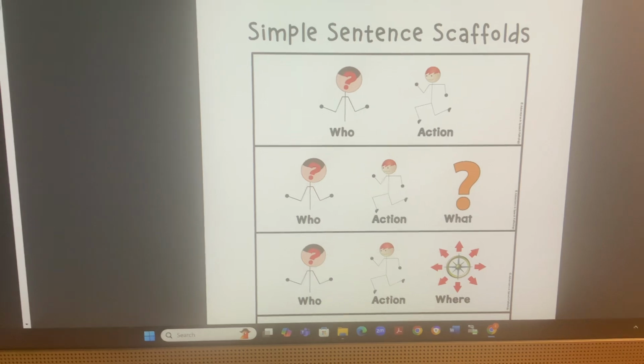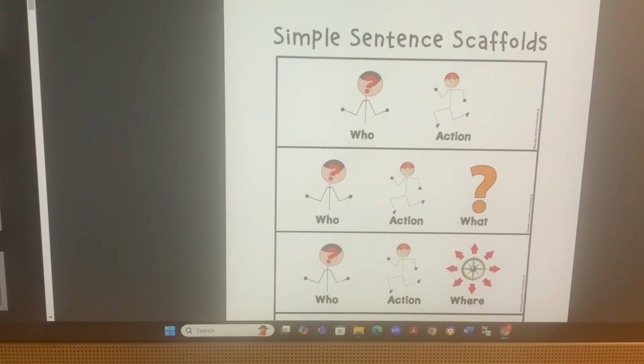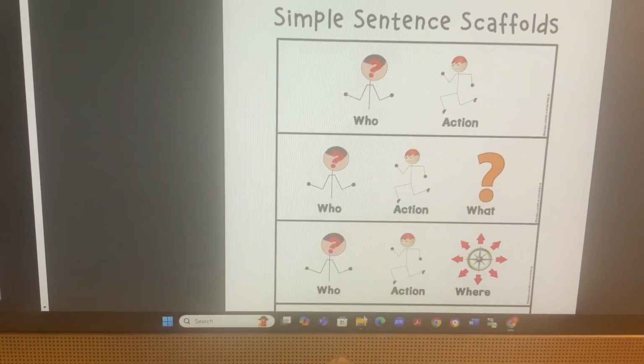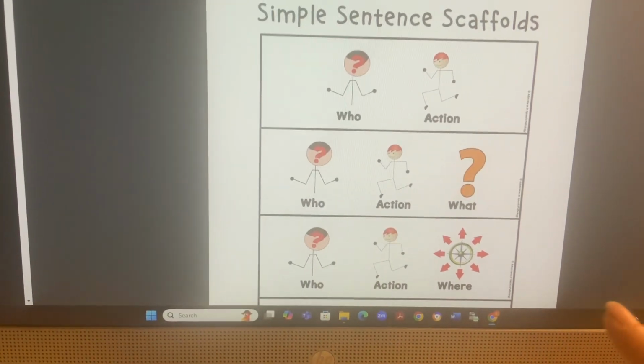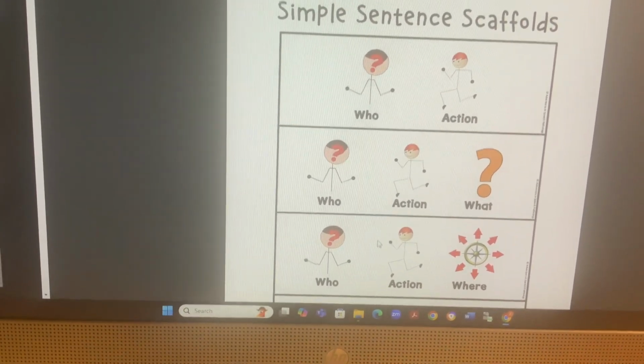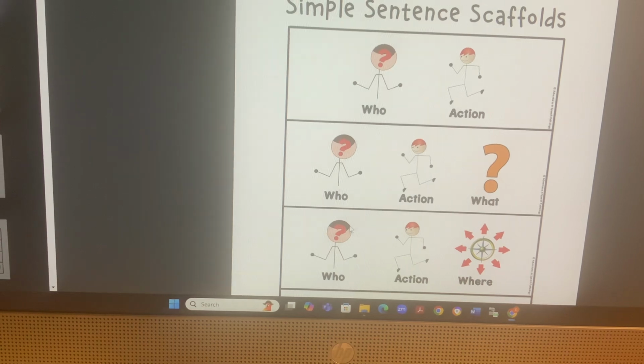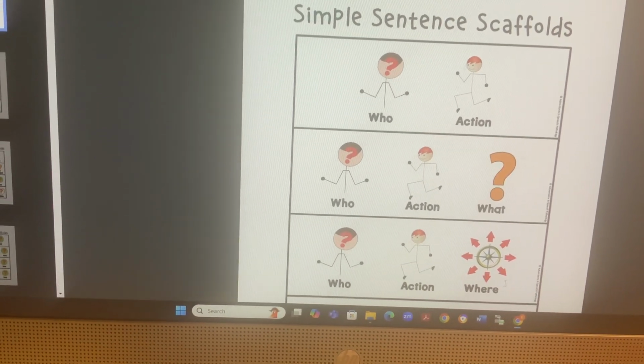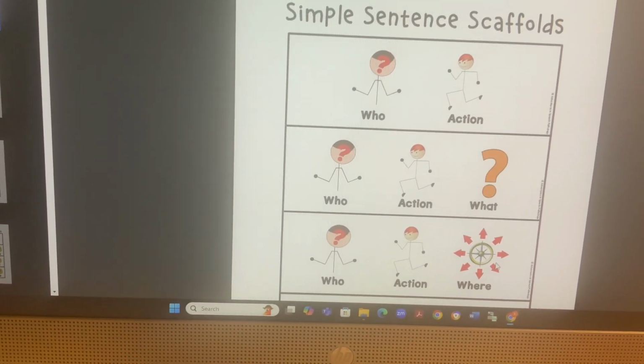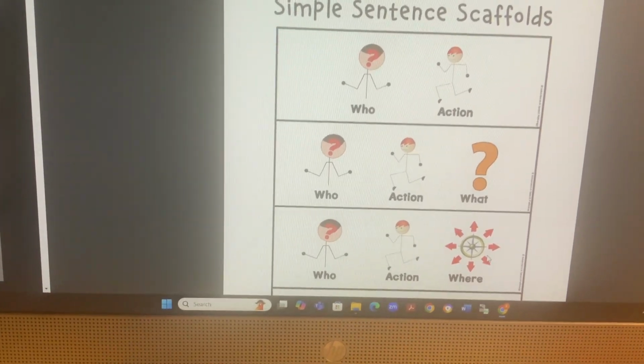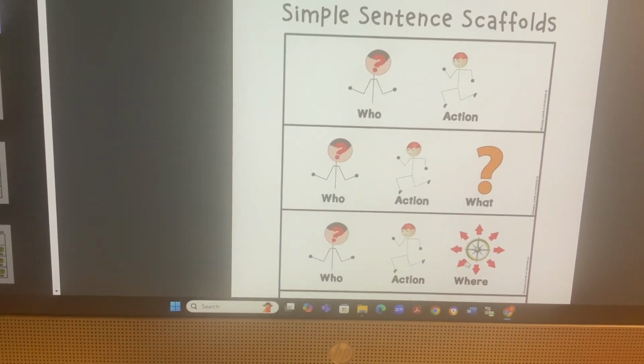But if you continue to use these sentence scaffolds, you get into who and then the action and the what. So then that would be like the firefighter sings a song, and then later down there you get into the place. So I start to teach them how to incorporate places into their sentences. So you've got who, action, and where.